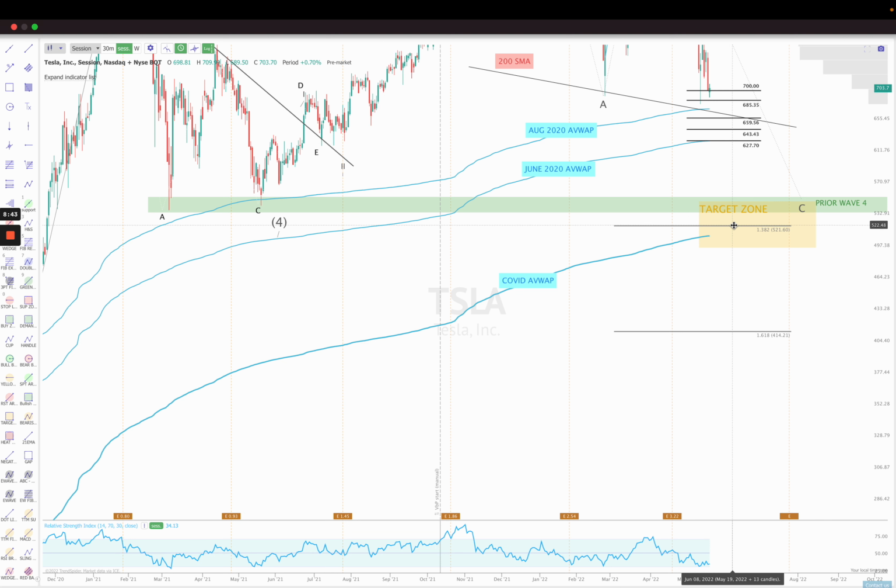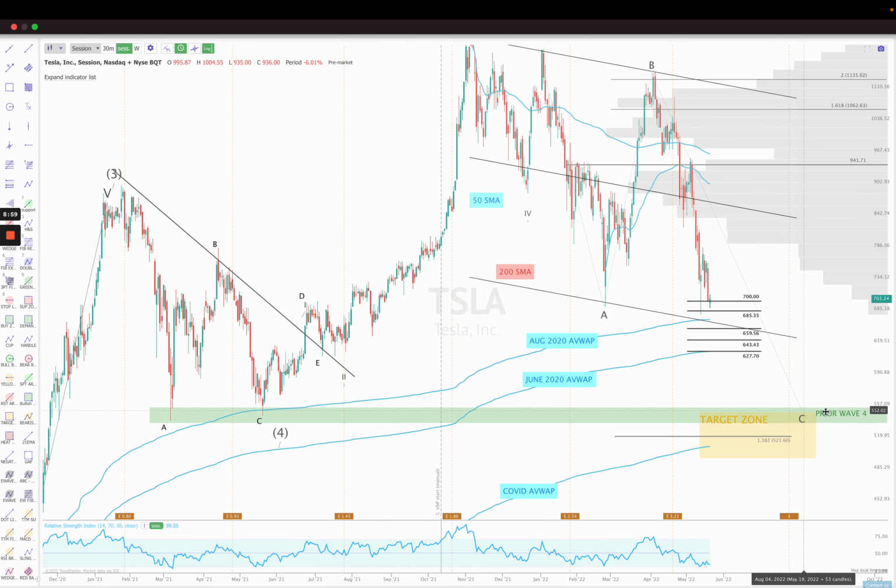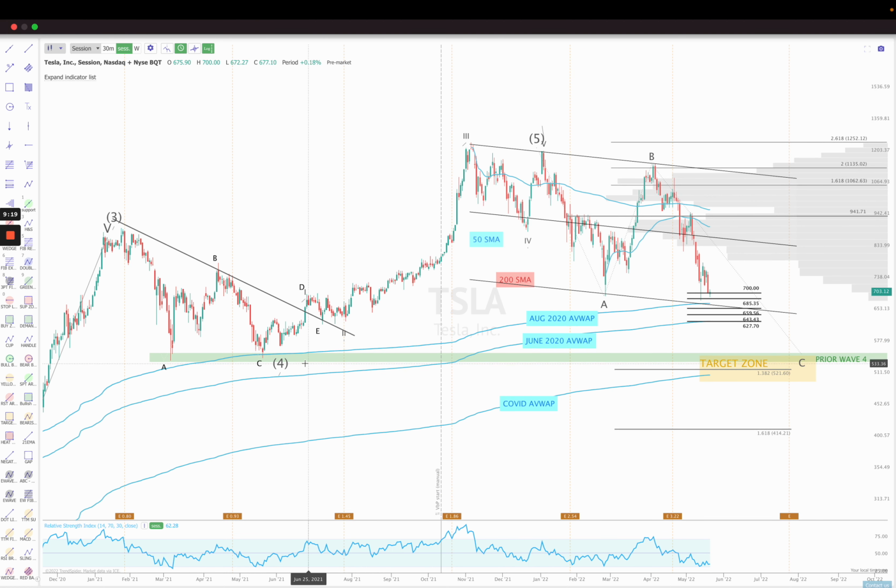What we're seeing on a lot of stocks, especially the indices, is that the Qs have already lost their COVID low anchored VWAP. SPY is headed towards that likely this week. So this is what leads me to believe that we're headed for a retest of the COVID low. We're headed for the prior wave four lows. Usually when you get that fifth wave high, whatever price structure to the downside, whether it's an ABC or a WXY, it generally comes down to the prior wave four low. That's exactly where this target zone lies. And then, of course, the Fib extension off of wave B brings us right to that 1.382 extension at 521.